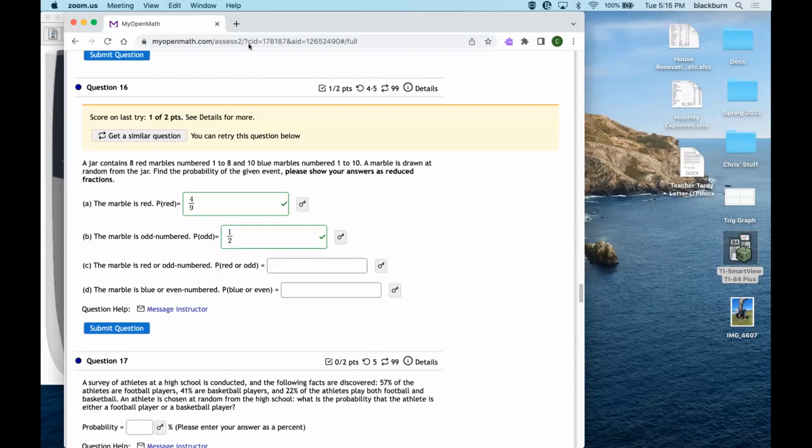So red or odd. So you got 8 red marbles. And then or odd. Well, 4 of the red marbles are odd. We're not going to count those again. Those have already been counted with the 8 red ones. But then there's 5 blue marbles that are odd: 1, 3, 5, 7, and 9, out of your total 18. So we do 13/18. That's a fraction that can't be reduced.